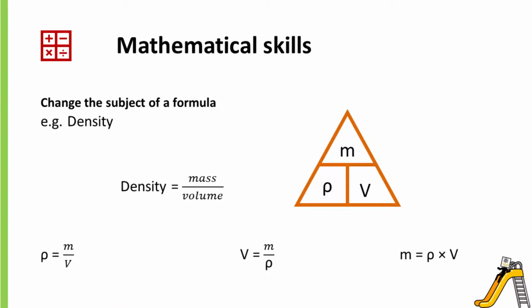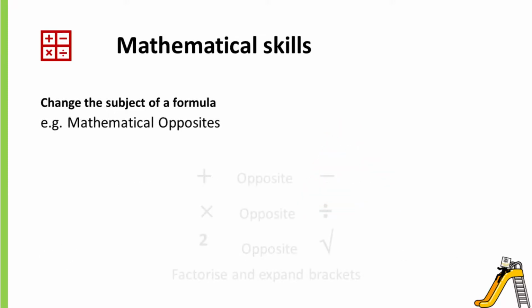Now the density formula is very, very simple. As you could see, there were only 3 things that we were changing around, so it was all very easy and it was all very nice. But we need to try this with a slightly more complicated formula just to make sure that you guys really know how to change the subject of a formula. When changing the subject of the formula, you need to consider the opposites in mathematical operations.